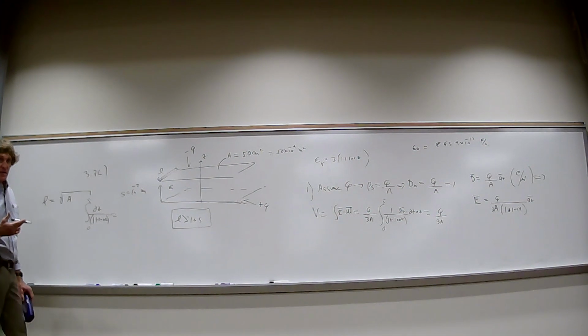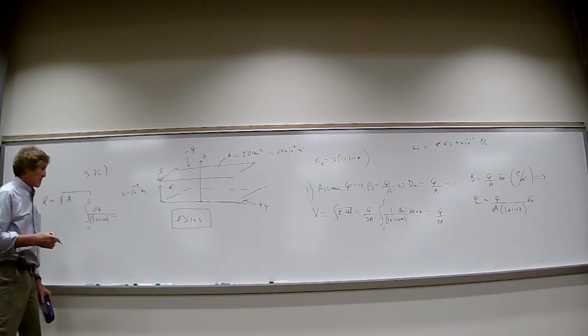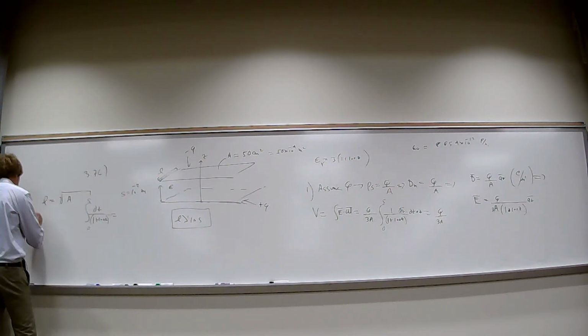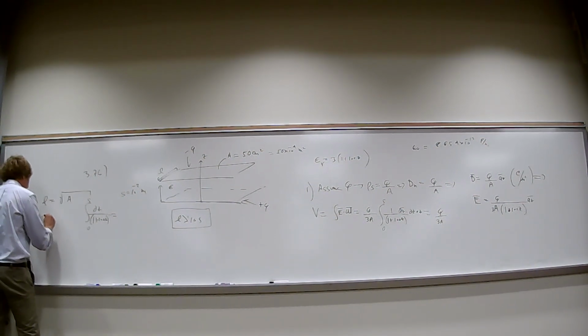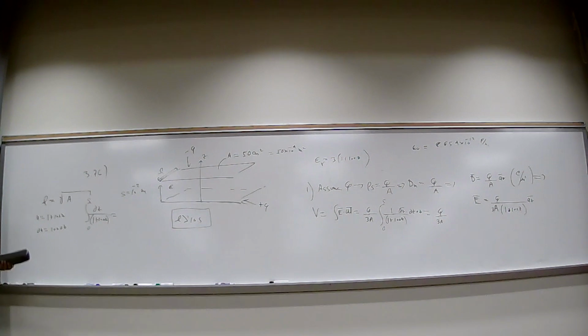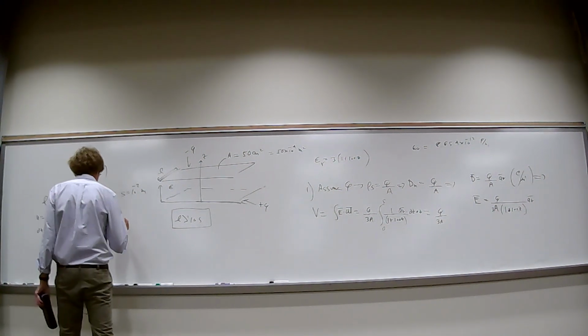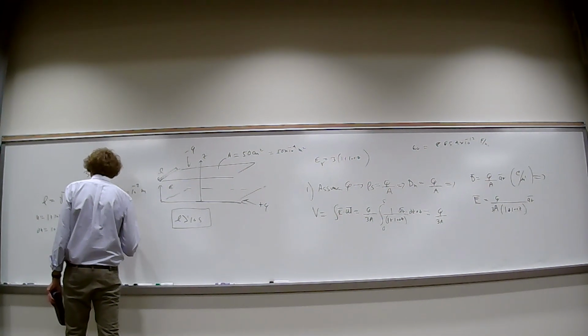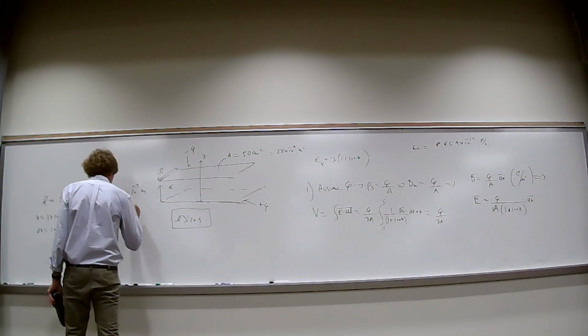What do you do, class? Don't you change variables? Isn't that right? You make u be equal to 1 plus 100z. And if you take a look at that, then du is what? 100 dz, correct, class? You understand what I'm doing, right? I'm just trying to solve this integration I have here. So that means the integral of dz is du over 100.